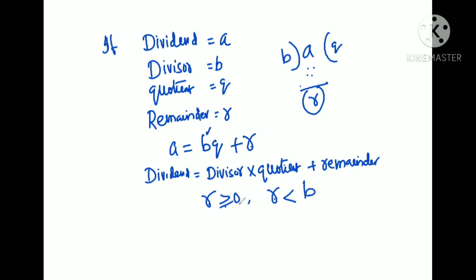By combining these two, you will conclude that 0 is less than or equal to R and R less than B. So R is greater than or equal to 0 means we can write this as 0 less than or equal to R. So from this result, we can write 0 less than or equal to R less than B.